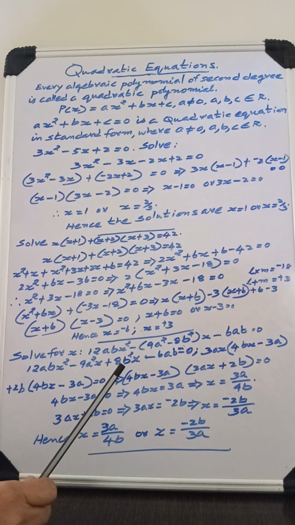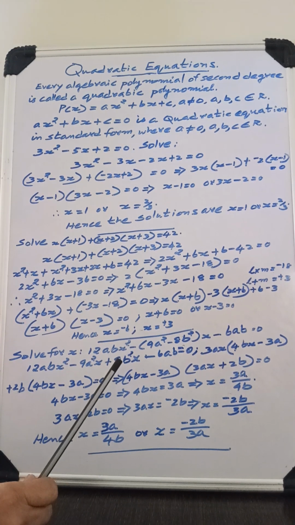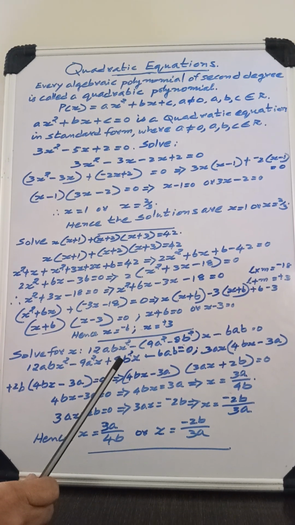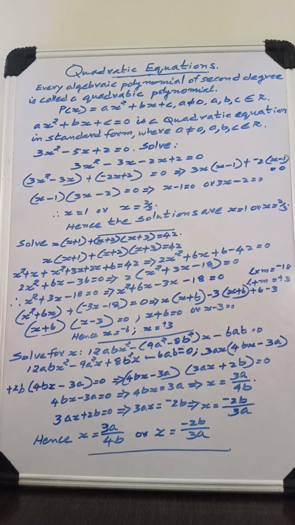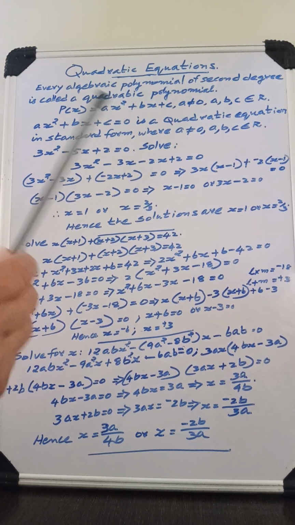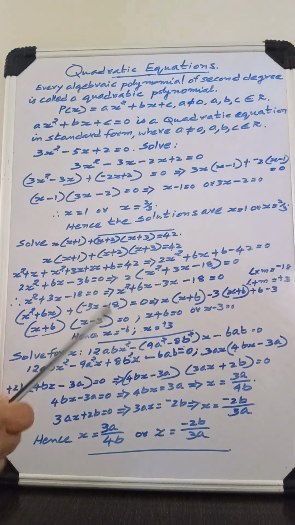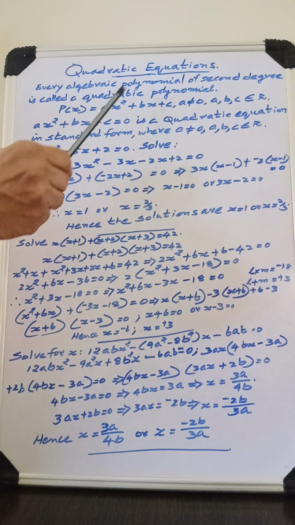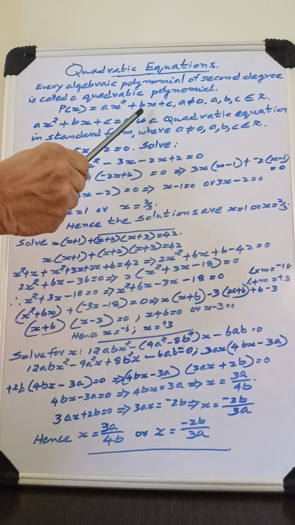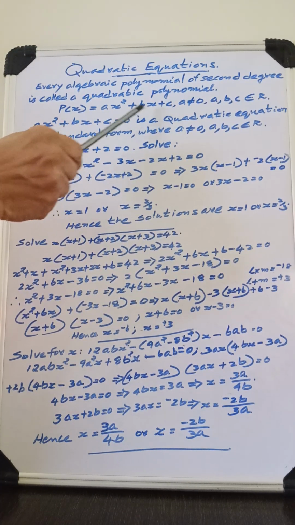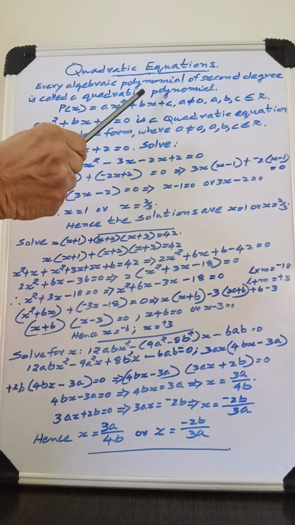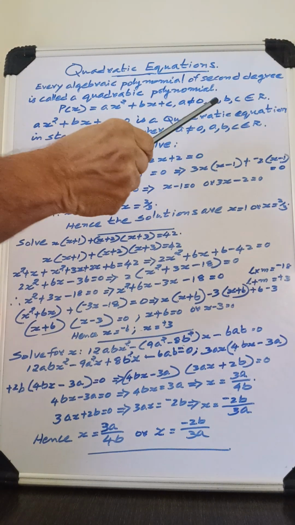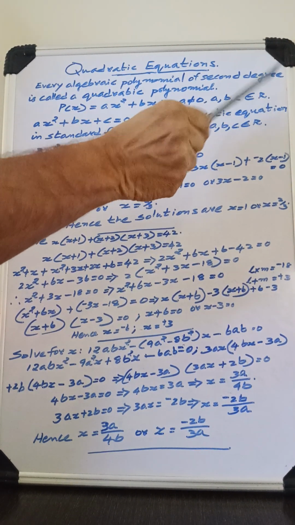We already studied the linear polynomial. The standard form of a linear polynomial is p of x equals ax plus b, x raised to 1. Here, p of x equals ax squared plus bx plus c, a not equal to 0, where a, b, c belong to the set of real numbers.